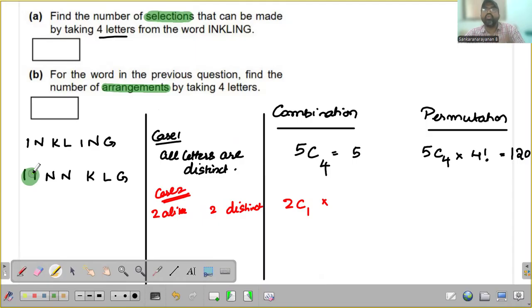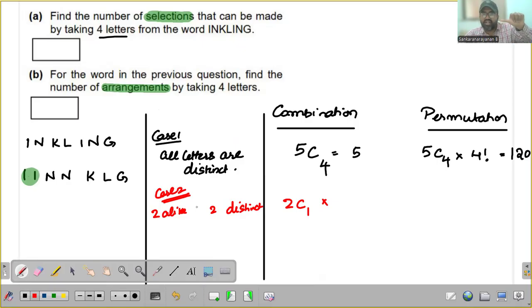Let me say I am loyal to that 2 I there. Now 2 distinct I have to select. How many ways I can do it? It is something like selecting N, K, L, G. 4 are available. I have to select 2 out of that. Please note, I am not dealing with NN, KLG. I am dealing with 1N, 1K, 1L, 1G. Suppose I am going ahead with the 2 I's, the 2 alike.